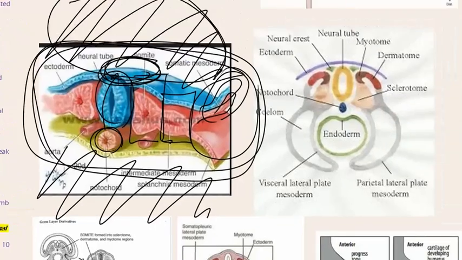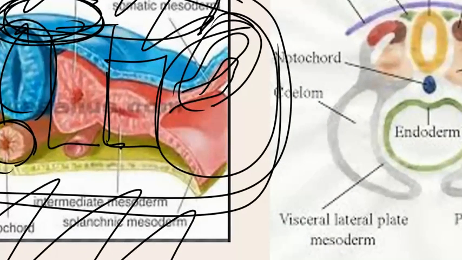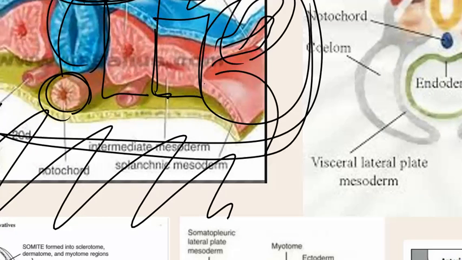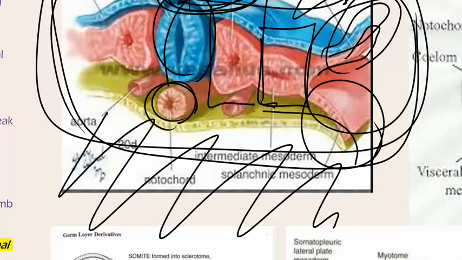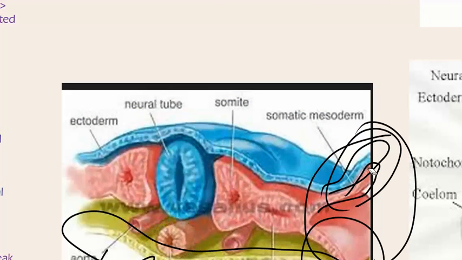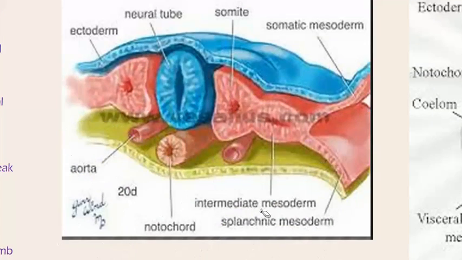Yeah, so there are two kinds of lateral plate mesoderm. You have the somatic lateral plate mesoderm, which is the one that is following the ectoderm. And then you have the splanchnic lateral plate mesoderm, which is following the endoderm. The endoderm is right here. I just want this stuff to make sense because I feel like it makes sense, but depending on how you look at it, it can be really confusing.